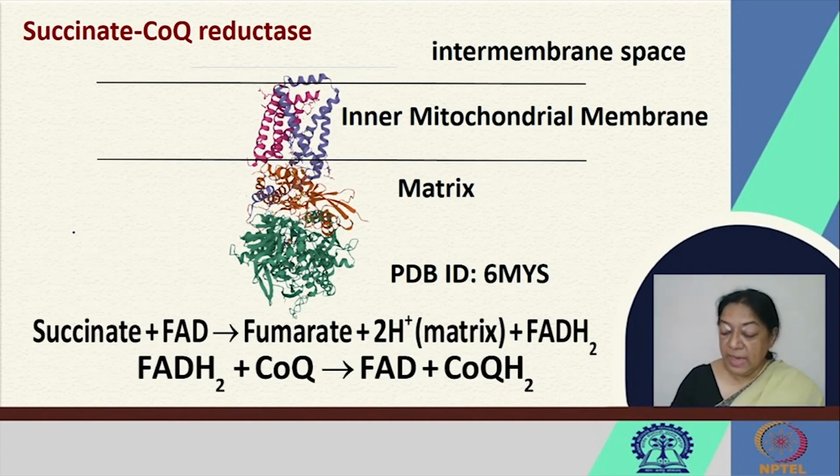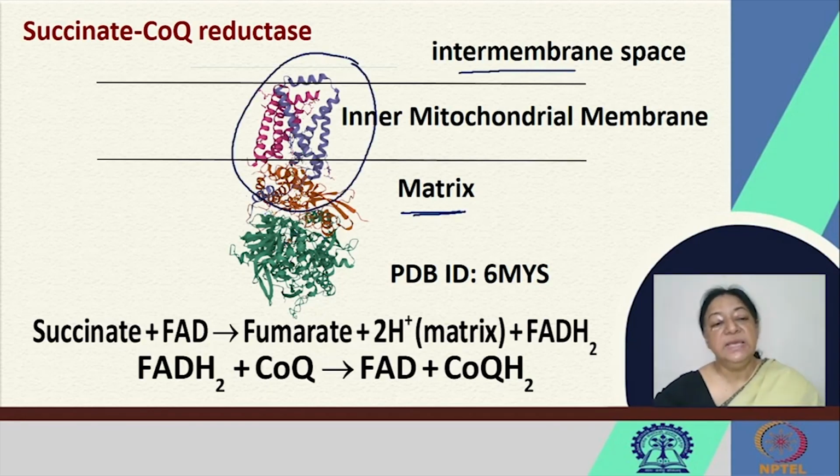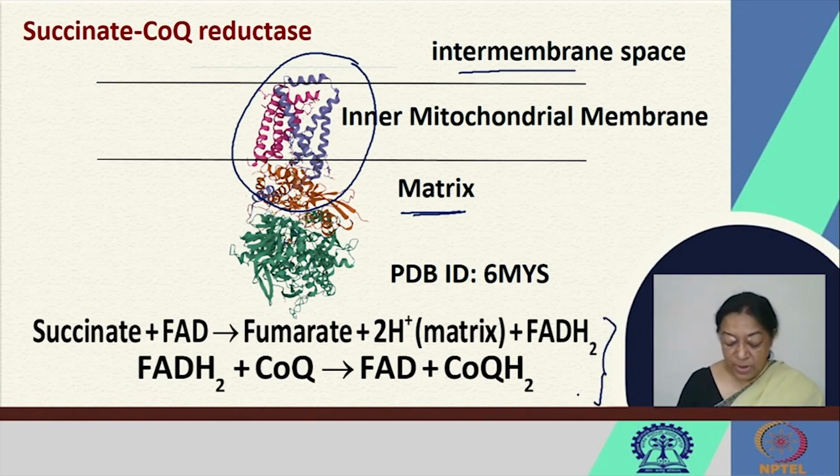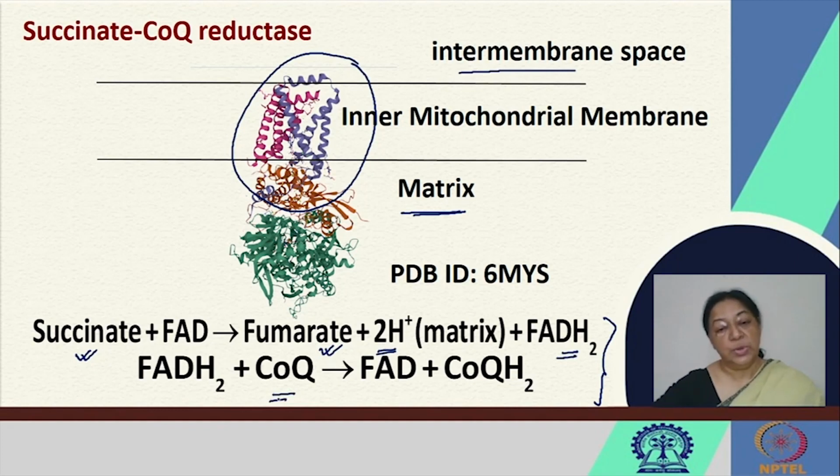So again, we have our intermembrane space, the matrix of the mitochondria, and this is where we have our embedded protein in the inner mitochondrial membrane. The overall reaction is where we have the succinate form the fumarate, in the process generate protons in the matrix that are then taken up by FADH2 to reduce coenzyme Q.